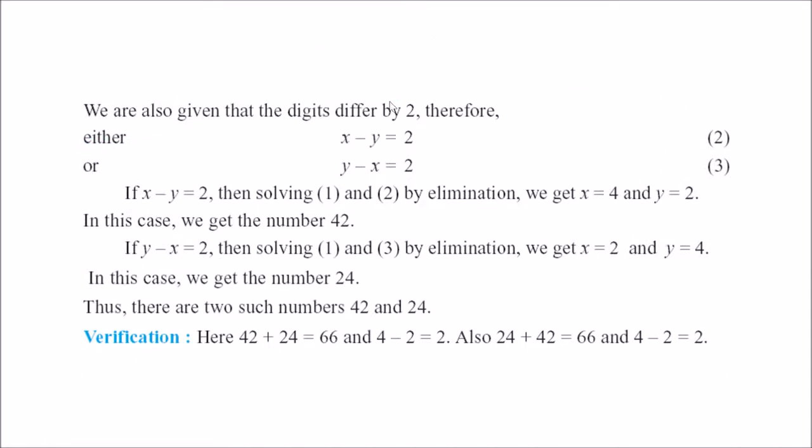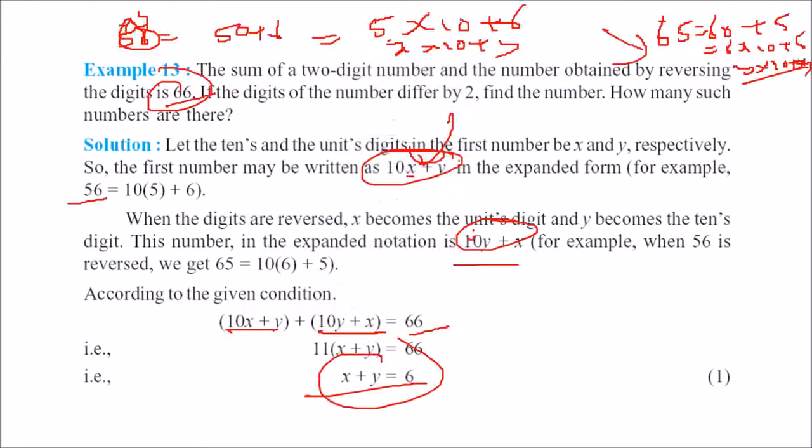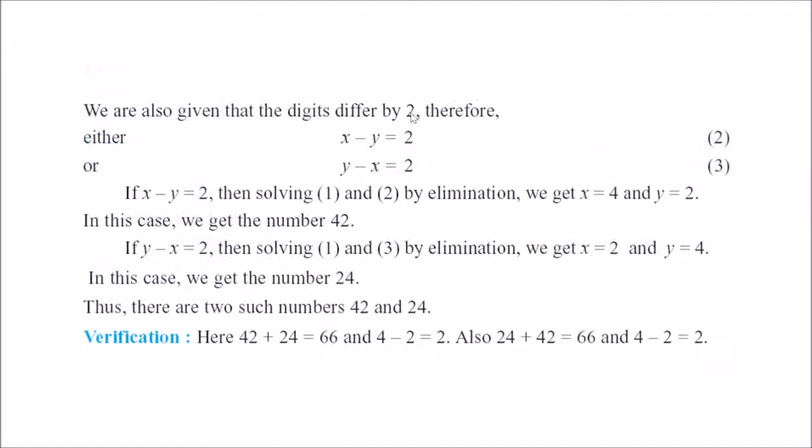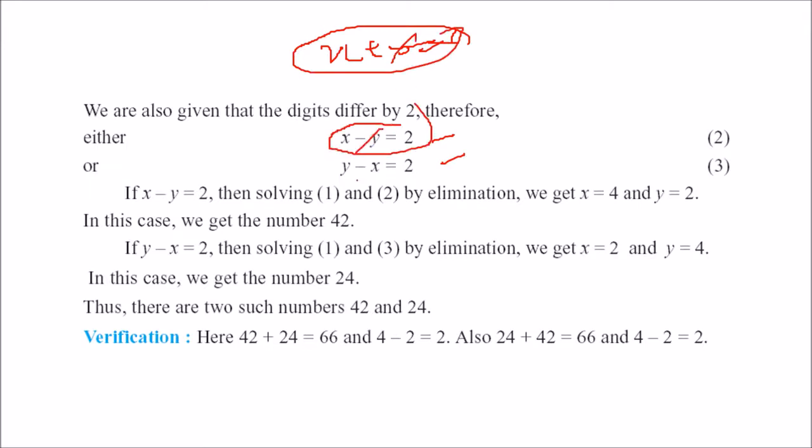Now the second equation is quite simple. The digits differ by 2. So it can be x minus y equal to 2, or it can be y minus x equal to 2. So both possibilities are there, so we'll use both the equations. Now this x plus y equal to 6, x minus y equal to 2, we can just easily solve because we have y which can be cancelled. So 2x will be equal to 8. So x will be 4 and y will be 2.